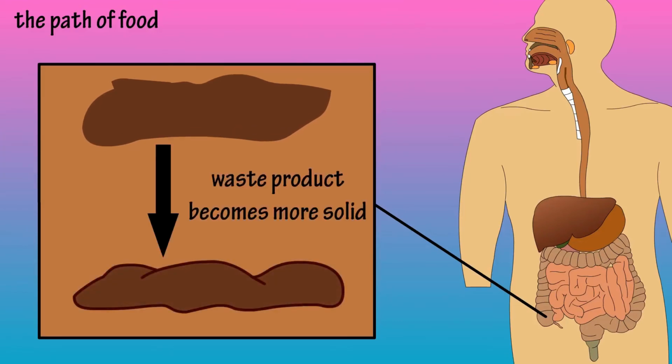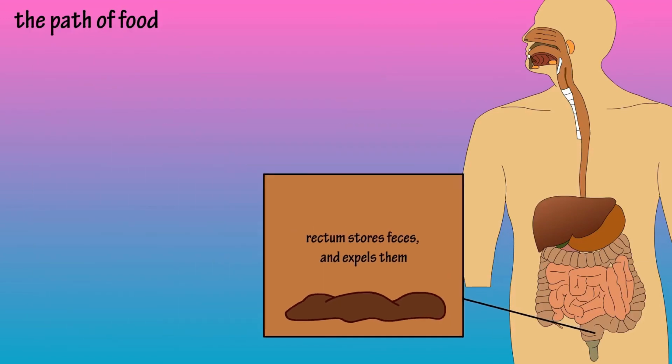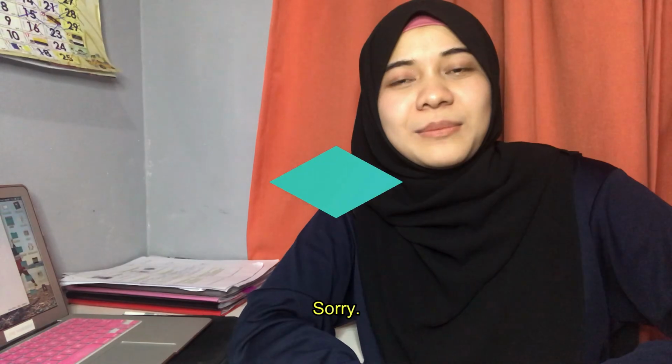At the end of the colon is the third part of the large intestine, which is the rectum, which stores feces and contracts to expel them through the anus out of your body. Let's complete the journey of food through our digestive system.